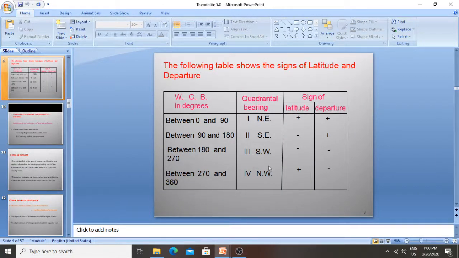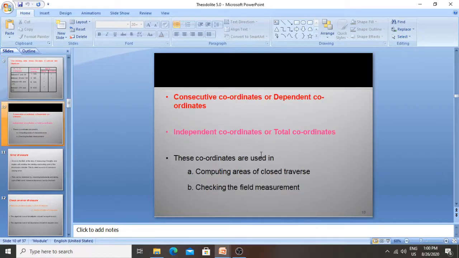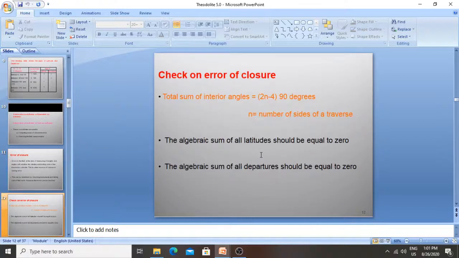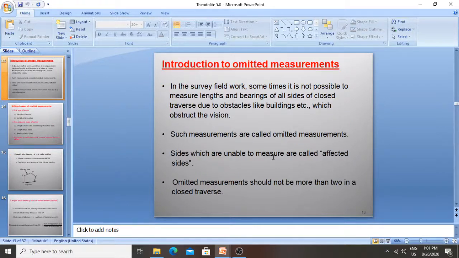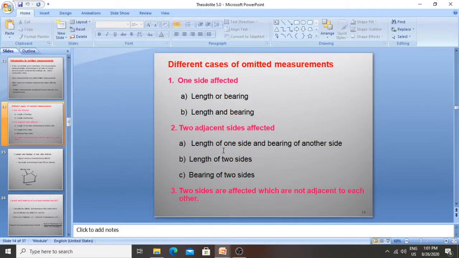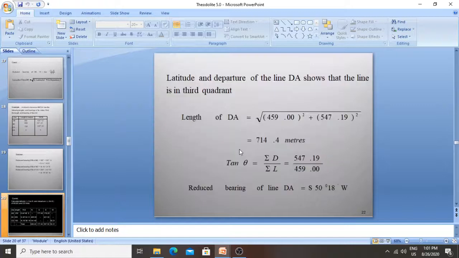Next, these are the tabular columns which are important. And we have seen what do you mean by consecutive coordinates and independent coordinates, error of closure, and checks for error on closure. Interior angles means (2n minus 4) into 90. Algebraic sum of all latitudes should be equal to 0, and departures should be equal to 0. And we have seen the omitted measurements. There are so many cases in omitted measurements. In that, we have seen the different types of omitted measurements. Length and bearing of one side being affected, adjacent sides, so two lengths or two bearings are affected, like that we have seen, and we have solved problems also.